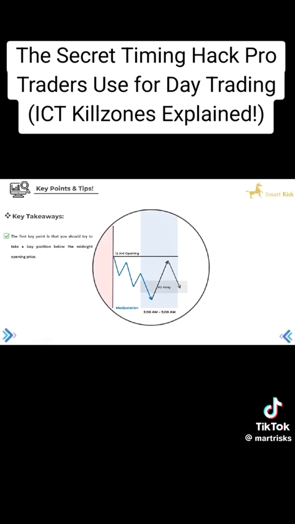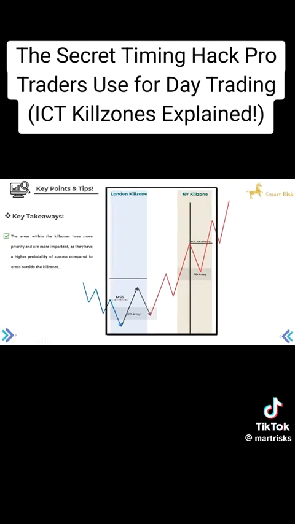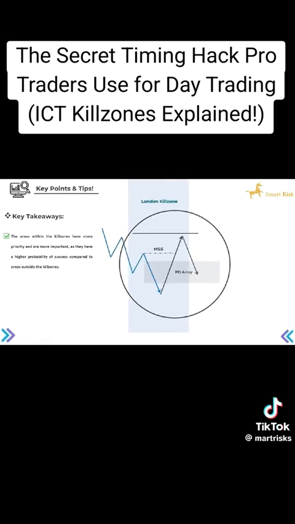The first key point is that you should try to take a buy position below the midnight opening price and the 8:30 a.m. opening when trading the New York kill zone. The areas within the kill zones have more priority and are more important, as they have a higher probability of success compared to areas outside the kill zones. It's generally better to avoid executing trades outside the kill zones, unless you've identified a trading setup that forms within the kill zone. For example, if you identify a PD array formed inside a kill zone, this PD array still holds its significance, even if price reaches it outside the kill zone, and you can still execute a trade based on it.